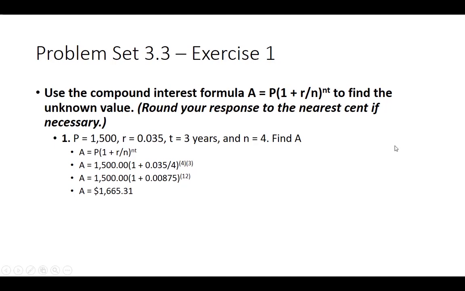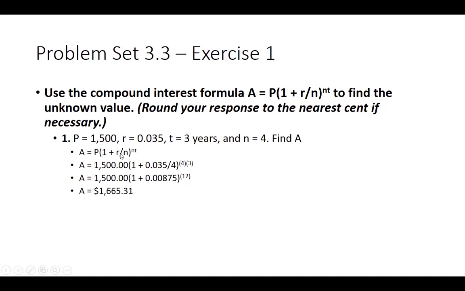Number 1, use the compound interest formula to find the unknown value. Round your response to the nearest cent. So we're given P is 1500, R is 0.035, T is 3 years, and N is 4. We're asked to find A, so we write out our formula, and we plug in what we know.